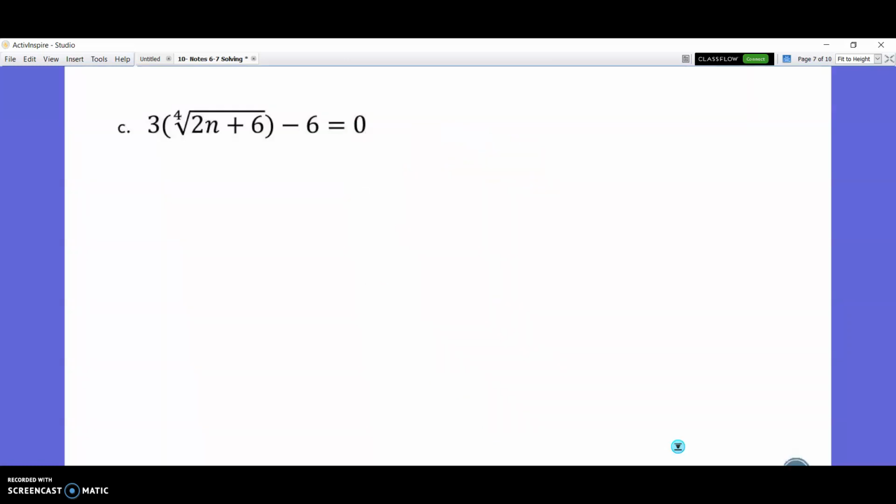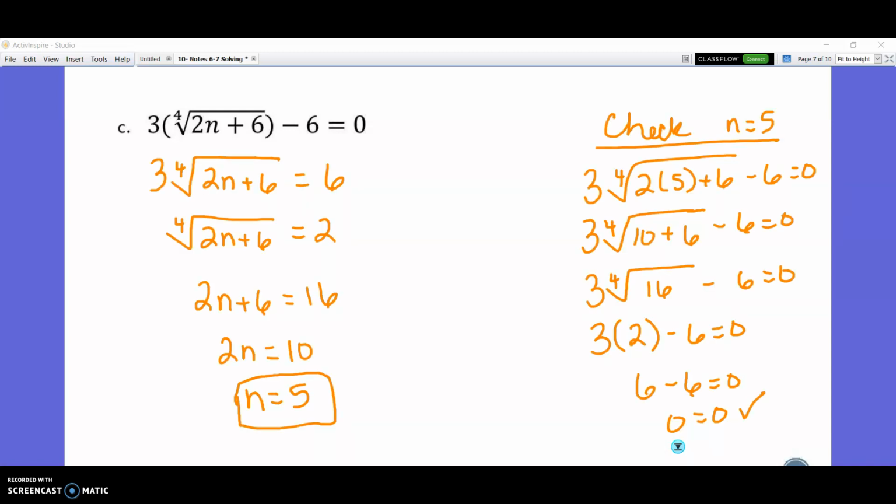All right, go ahead, pause the video here, and give this one a try. All right, so for this example, you should have gotten n equals 5, and then when you checked it, you got 0 equals 0. So then that means n does equal 5. That is a correct answer.